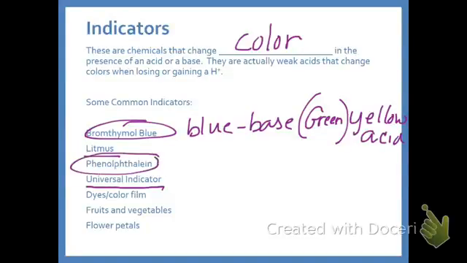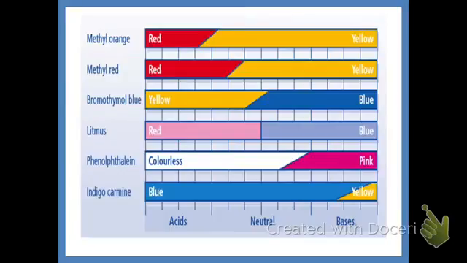Phenolphthalein is a very popular one. It's actually colorless in the presence of an acid, and it turns a really pretty pink in the presence of a base. And then you even have things like fruits and vegetables, flower petals, dyes, and color film. There's all kinds of indicators out there. There's red cabbage that you can use as an indicator. In nature, there are also things that change colors based on their soil pH. These are just some common ones.